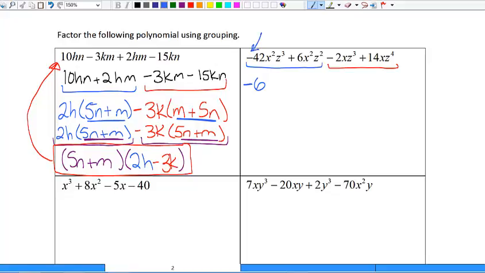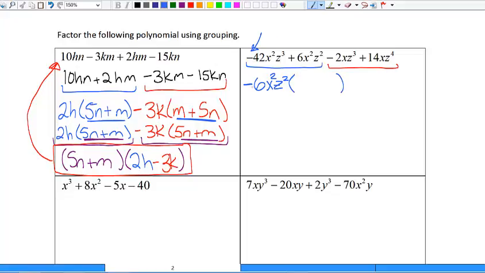I have to factor out the sign of the leading coefficient of each group. So this leading coefficient is negative, so I have to factor out a negative. So between the x's, I have x squared and x squared. I can factor out an x squared out of each. And between the z's, I have z cubed and z squared. I can take out a z squared of each. Again, I'm looking for the lowest coefficient.